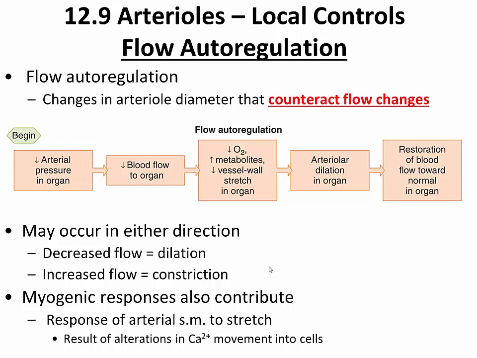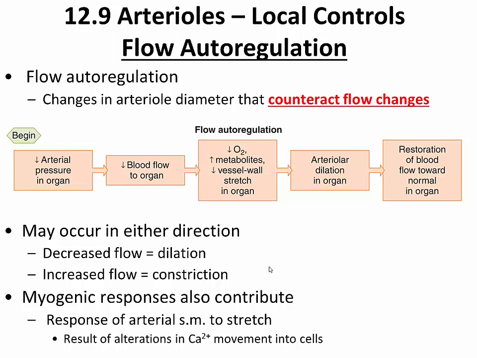Now, I hope this is clear. This differs from active hyperemia in that in active hyperemia we had an increased need of the tissues. There was no difference in the diameter or the amount of flow originally going to the organ, but we have a higher metabolic rate in the organ and therefore more flow. Here, we have either more blood or less blood that's going to the organ, and the arterioles are constricting or dilating to counteract that and keep the blood flow constant.